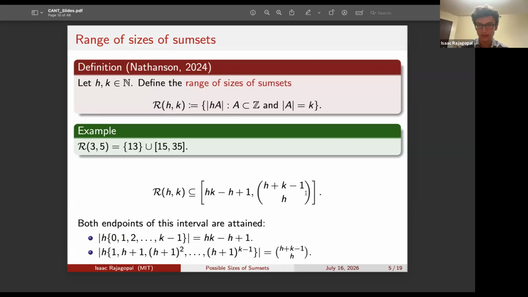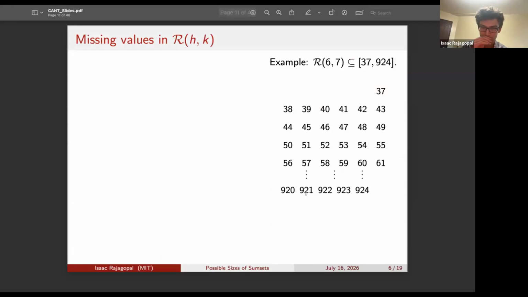Okay, so we know an interval that R of h,k sits in. So what can we say about sort of missing sizes, things which are missing from this interval? So we can look at an example. R of 6, 7 is bounded between 37 and 924.